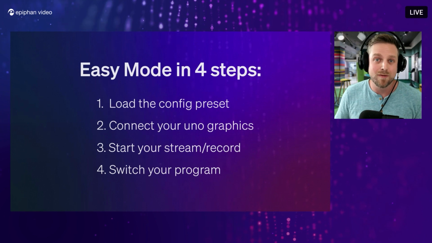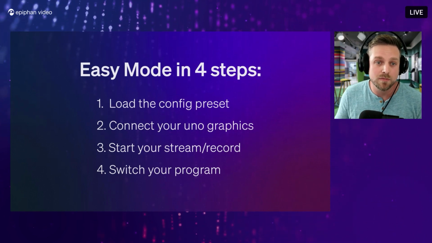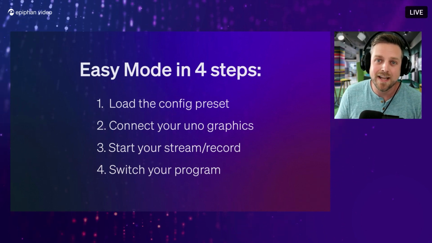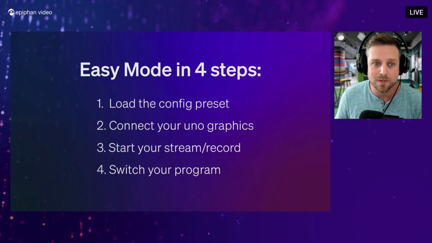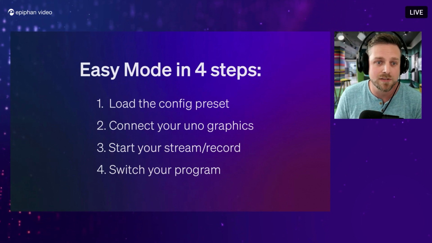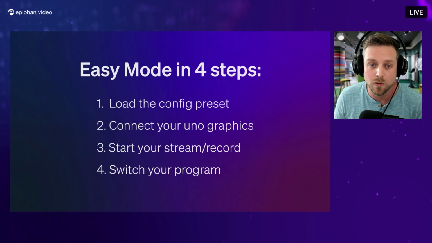We've broken it down to four easy steps. So step one, I'm gonna show you how to load a configuration preset. Step two is connect your Uno overlay graphics with your Pearl. You can pair it up to be able to do really nice graphics. And then I'm going to show you how to start your stream and record and to be able to switch a program. Let's get started.